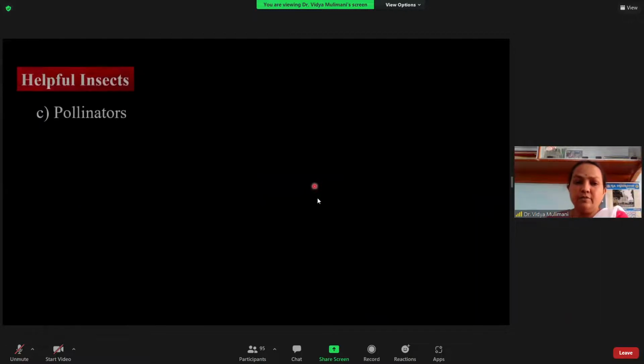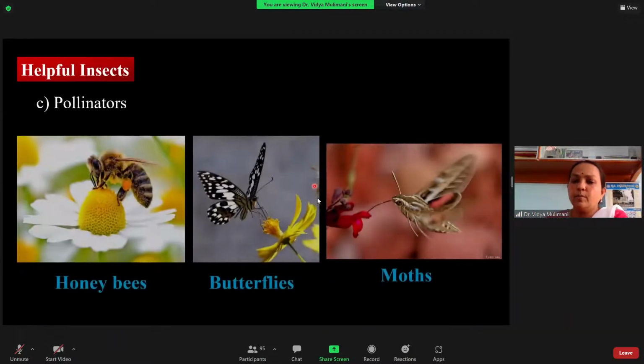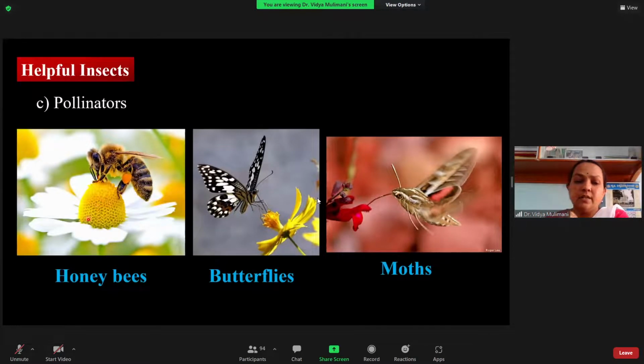The next example I will give you is the pollinator. For the pollinators, examples like the honeybee will always come to your mind. And you also know that butterflies as adults, because mainly they go for the collection of nectar, are pollinating during that time. Moths are especially active during the evening time. Some of the moths are also active during the night time, and they are also doing the job of pollination. So I'm giving honeybees, butterflies, and moths as helping us with pollination.